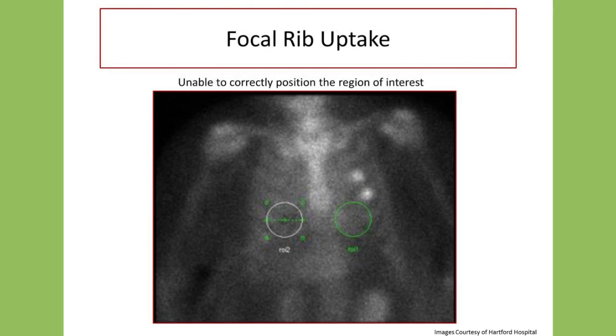And again, if there's focal rib uptake, for instance, if a patient has broken ribs that they were unaware of, having that focal uptake could potentially skew your interpretation, your visualization, and your region of interest if there is myocardial uptake. So be aware of these things, and again, use all the information you have, and don't just rely on your regions of interest and your planar images to make a diagnosis.